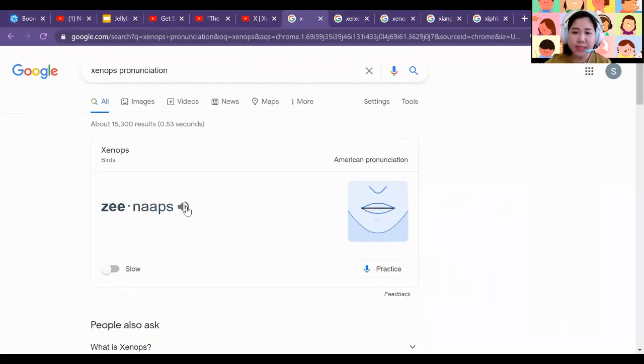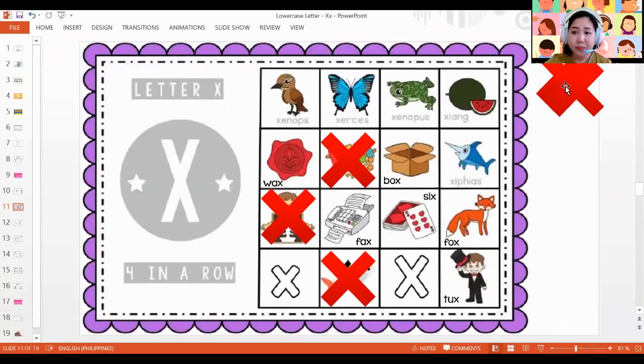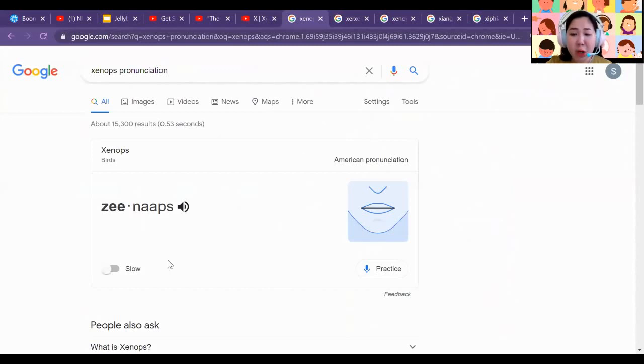Xenops. Xenops. That's how you pronounce it. So let's cover it. How do we pronounce the name of the bird again? Let's listen. Xenops. Xenops. That's how we pronounce the name of the bird.